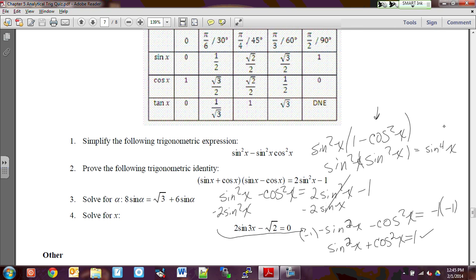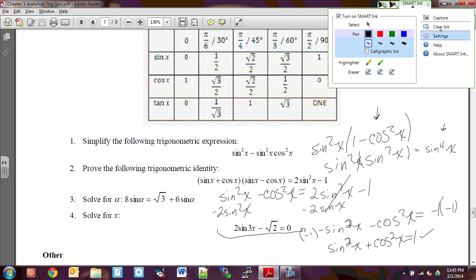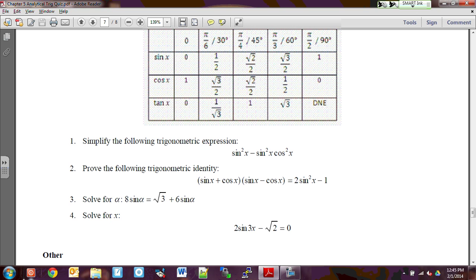Number 1 again came out to sine to the fourth x. Number 2 came out to the golden rule: sine squared x plus cosine squared x equals 1. All right, let's clear my ink and keep going.